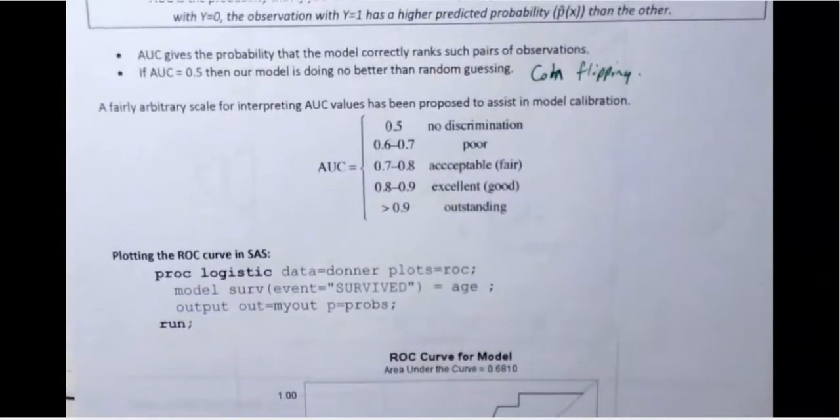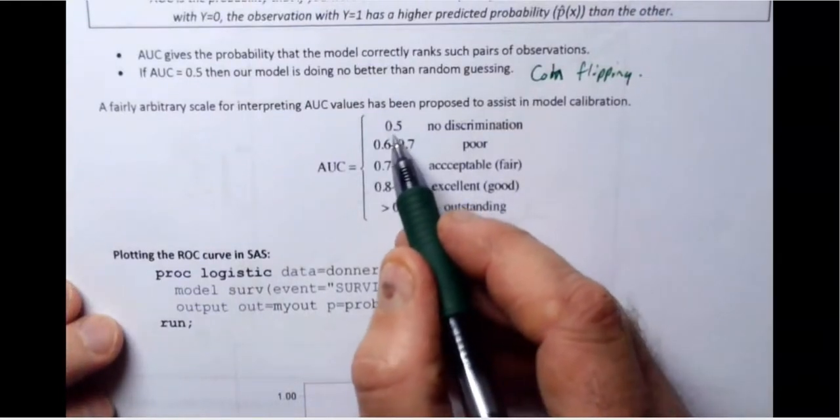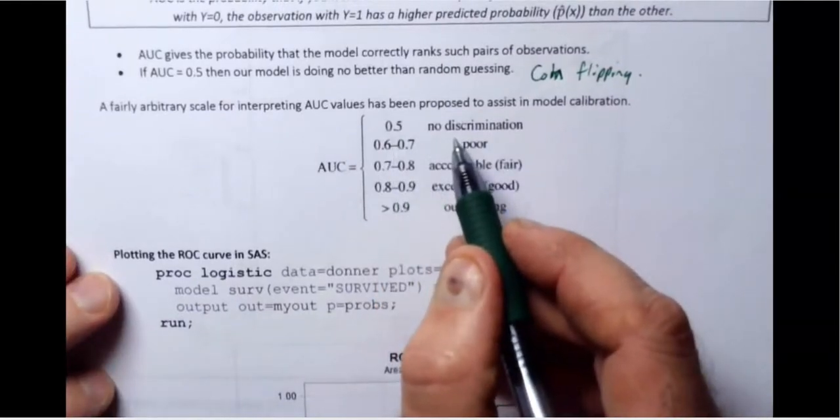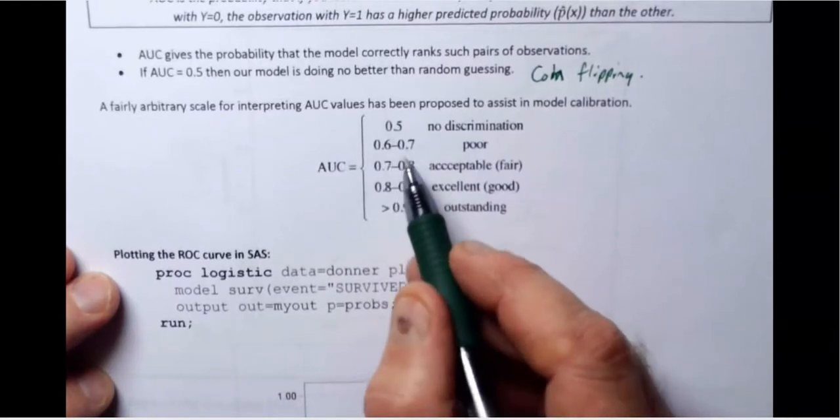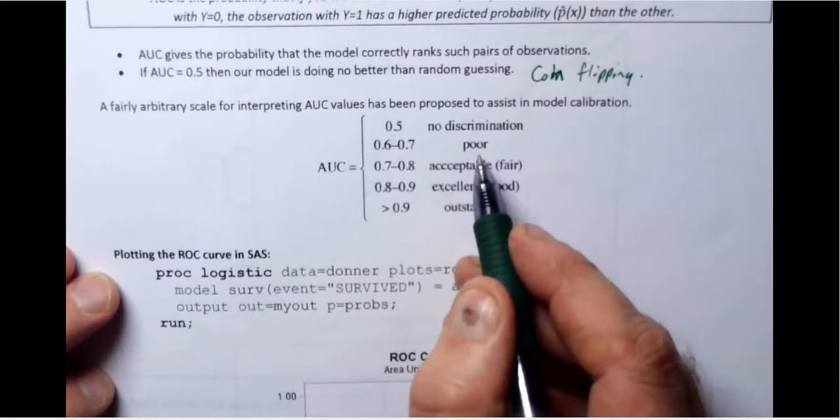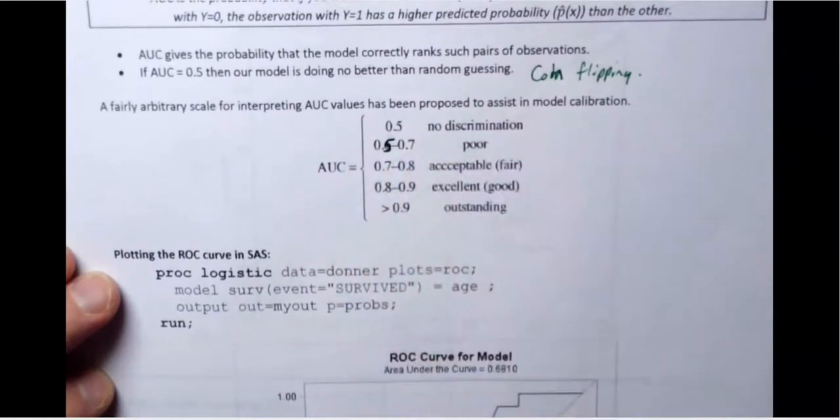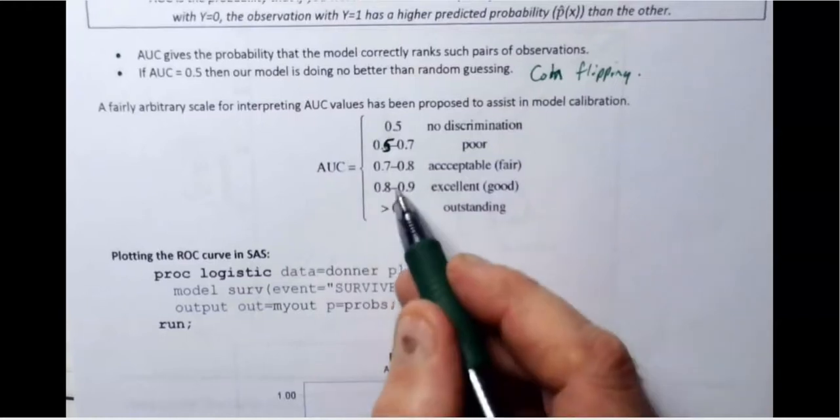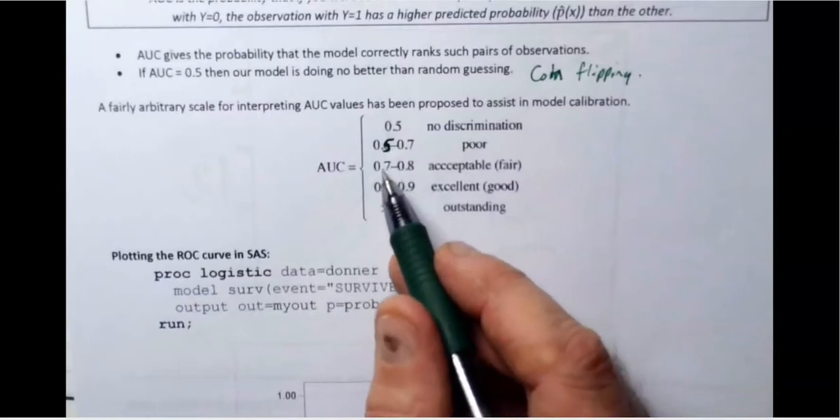So the scale for interpreting the area under the curve is a little bit arbitrary, but here's one that's often used. If the AUC is 0.5, that means you're basically flipping a coin, so the model's not helpful at all. If it's between 0.5 and 0.7, it's actually a poor model. So this should actually be 0.5 and 0.7. If it's between 0.7 and 0.8, it's acceptable or a fair model, and that's where, unfortunately, a lot of models end up falling, and a lot of models in the health sciences fall in this range.